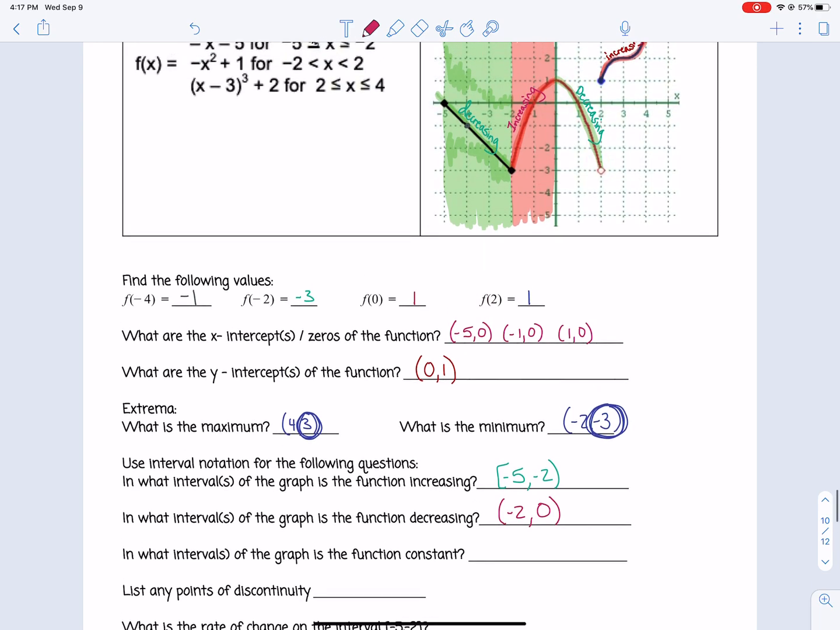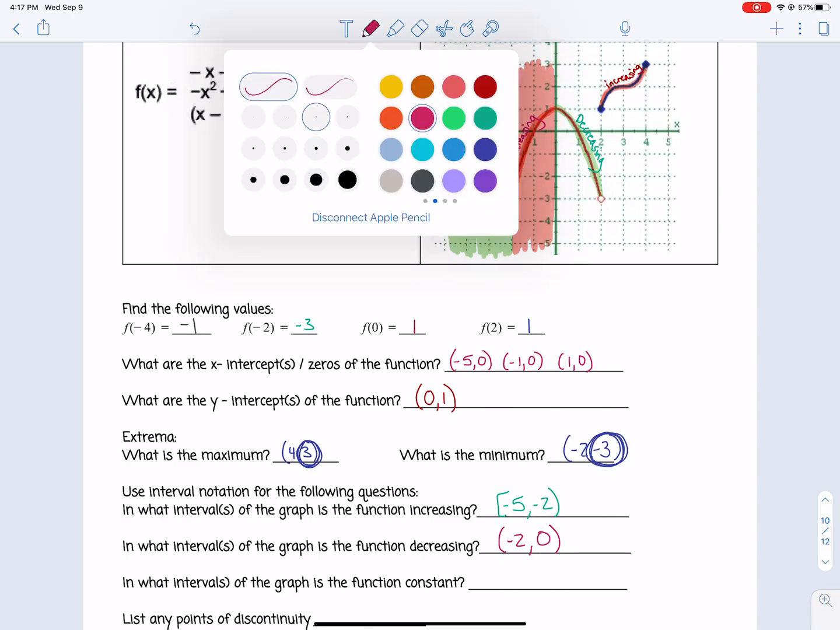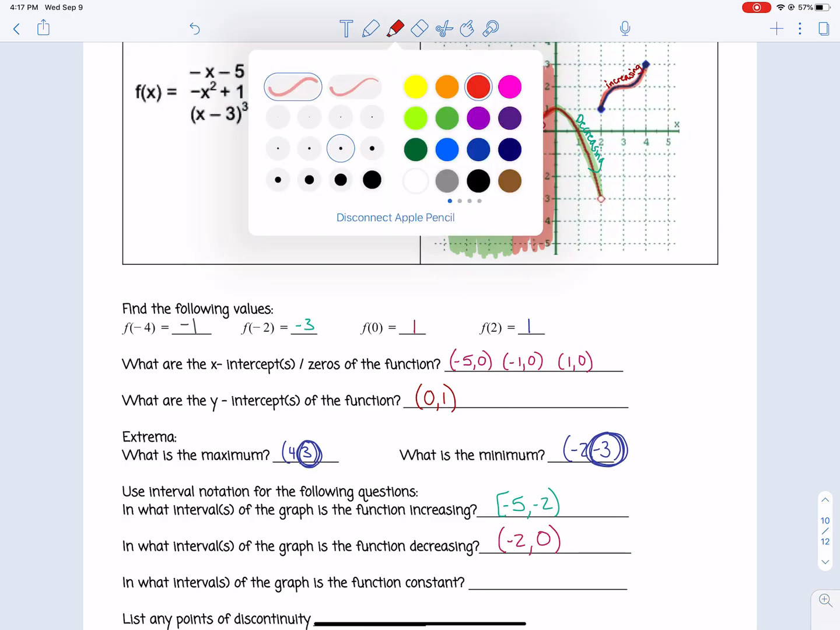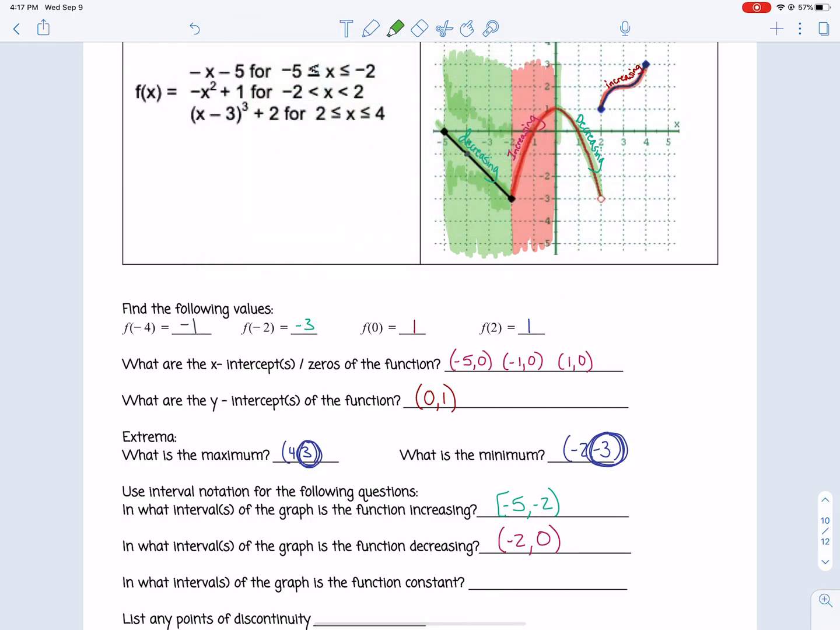And then let's see, our next interval was decreasing, so let's highlight that it's decreasing from x equals 0 on over until x equals 2. So in that interval of the graph, my function went down. So from 0 to 2, let's write that down. And I need to add that to the decreasing interval.